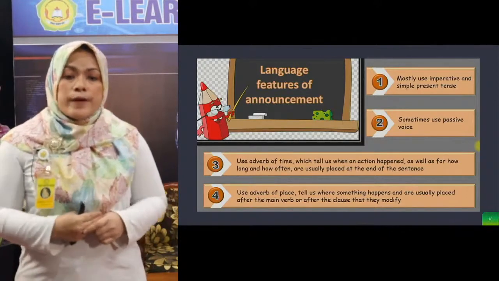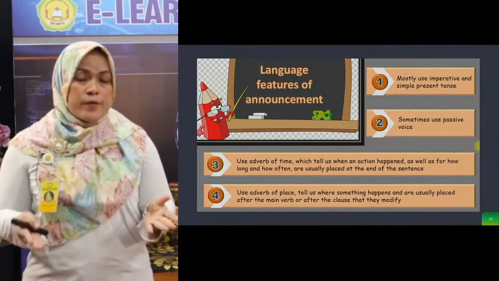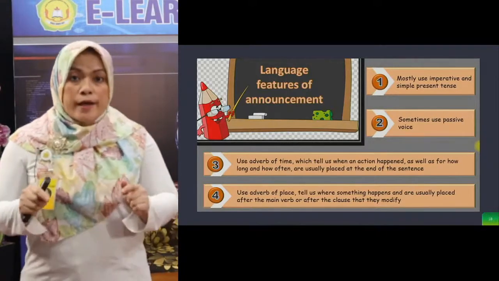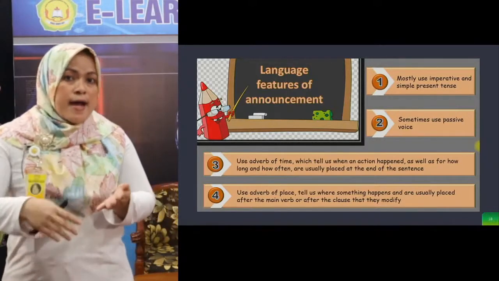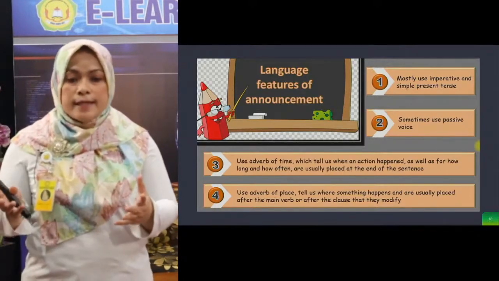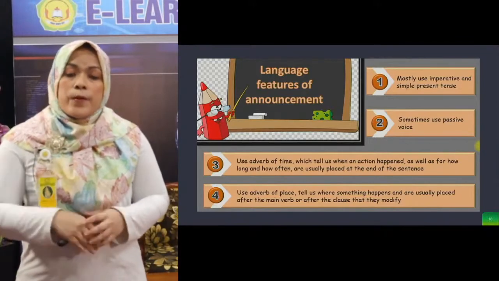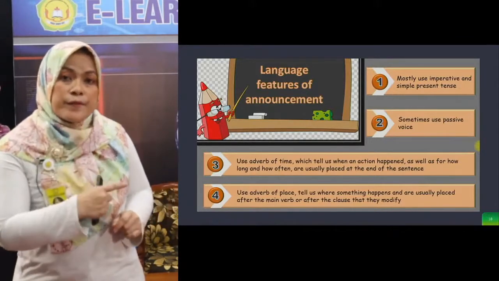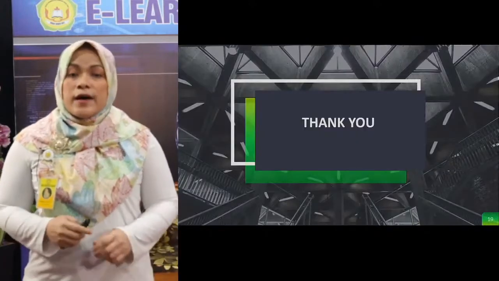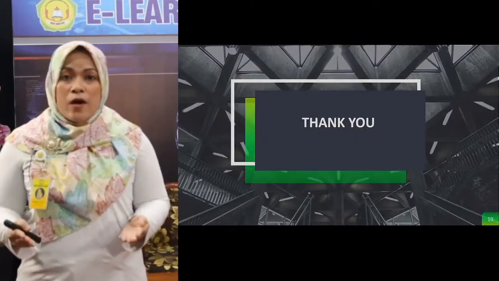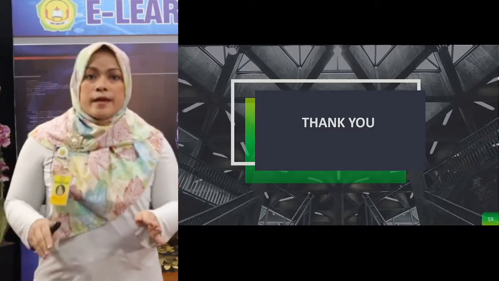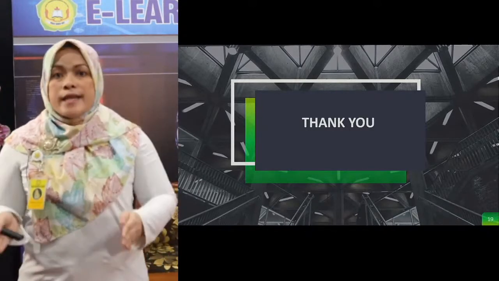And then the third one is to use adverb of time. Of course, adverb of time is needed in the content where you find the time, the date, and the day the announcement happens. And then number 4, use adverb of place. And indeed, it is important too. I think that's all. And I really hope that you understand this learning about notice and announcement.